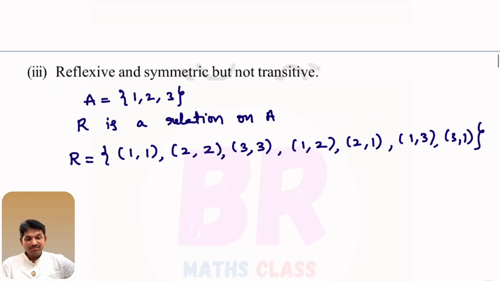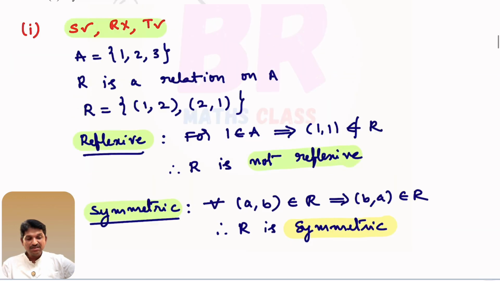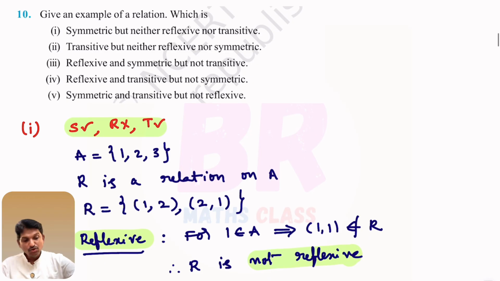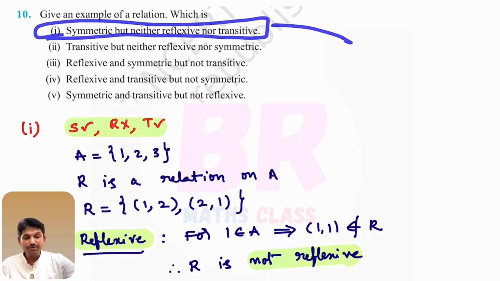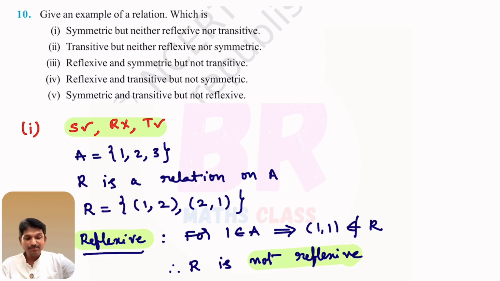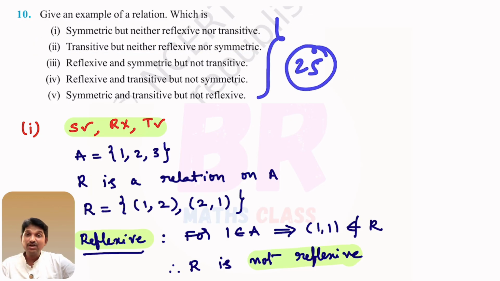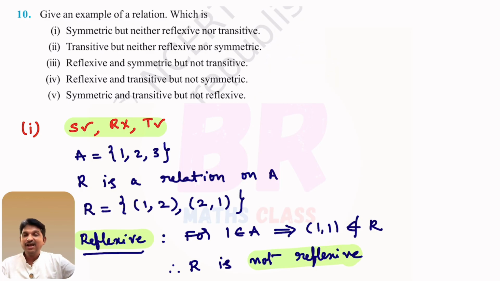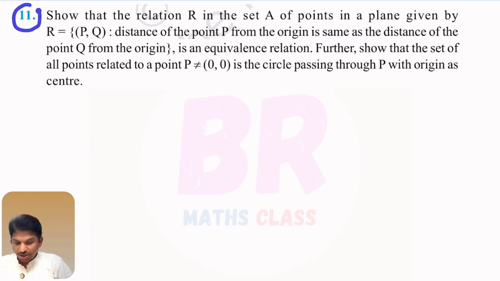Once again I am saying, this is a very interesting question, right? You give your own example. Take this bit, try to give 5 examples of your own. Like that, by the time you complete, you will get 25 examples. Then I don't think you will get any confusion later related to reflexive, symmetric, transitive, right? This is a very good question. Please try your own. Question number 11.